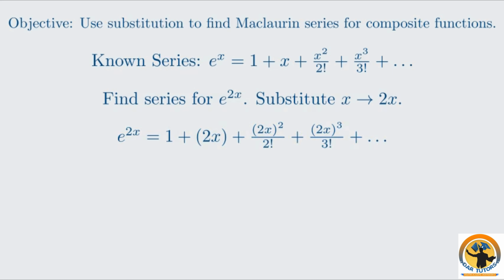Now we simplify the terms. This simplifies to 1 plus 2x, plus 4x squared over 2, plus 8x cubed over 6, and so on. This is the Maclaurin series for e to the 2x.